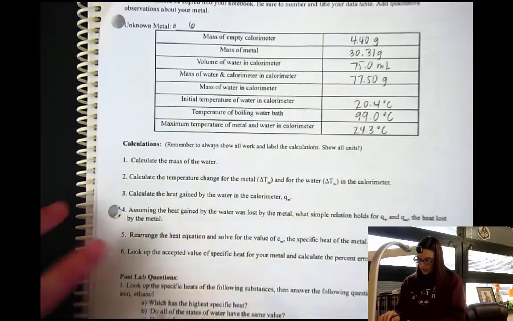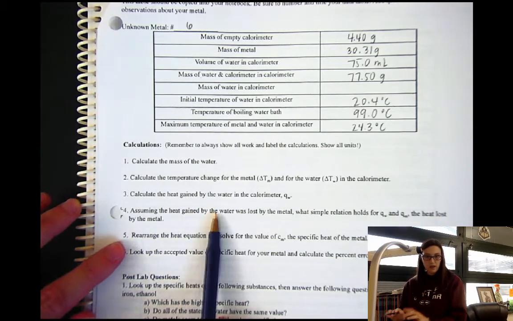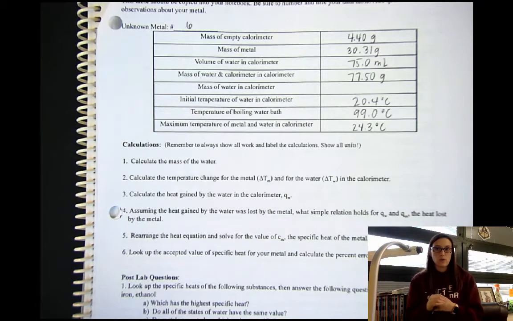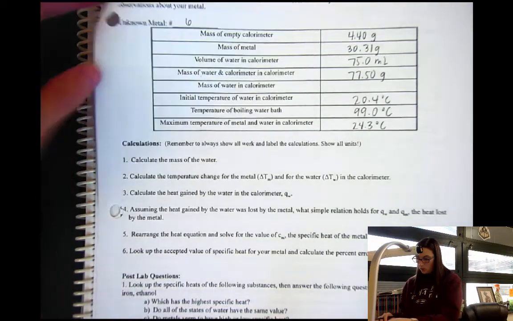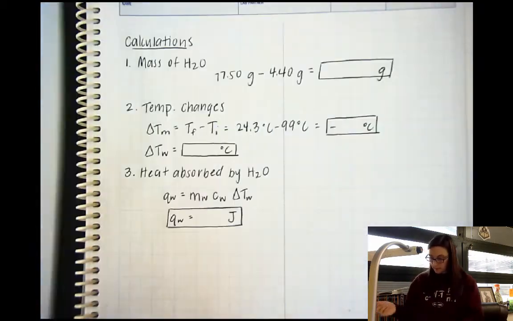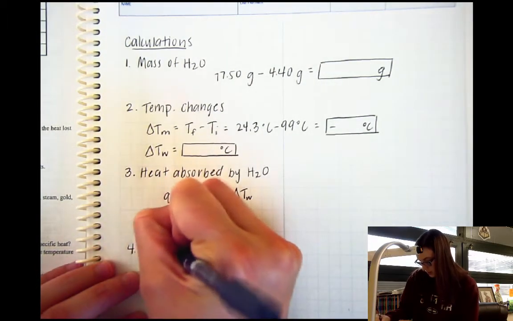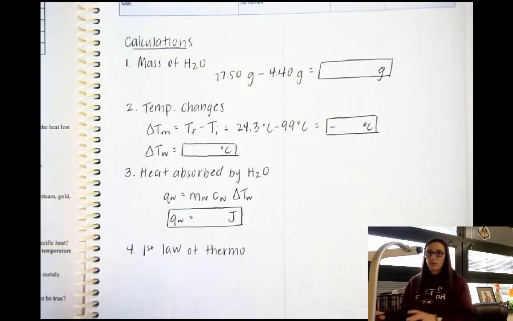Number 4, assuming the heat gained by water was lost by the metal. So the heat gained by the water, the heat that the water absorbed, was lost by the metal. First law of thermodynamics says that energy is neither created nor destroyed. So the energy that was absorbed by the water had to be lost by the metal. So this says what simple relation holds for QW and QM. So for 4, I'll just label it first law of thermo. I still need to label all my calculations.